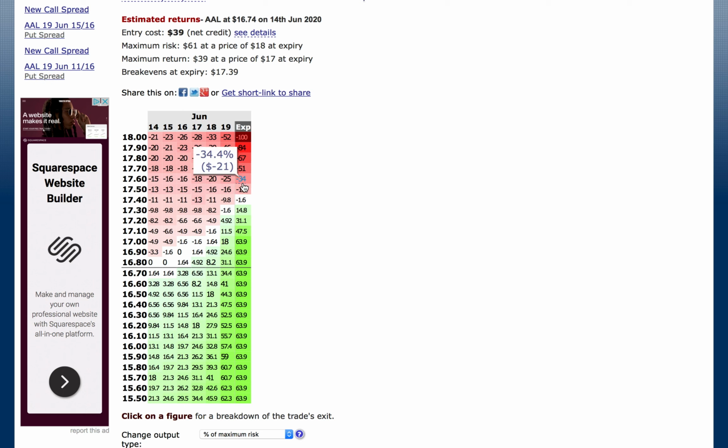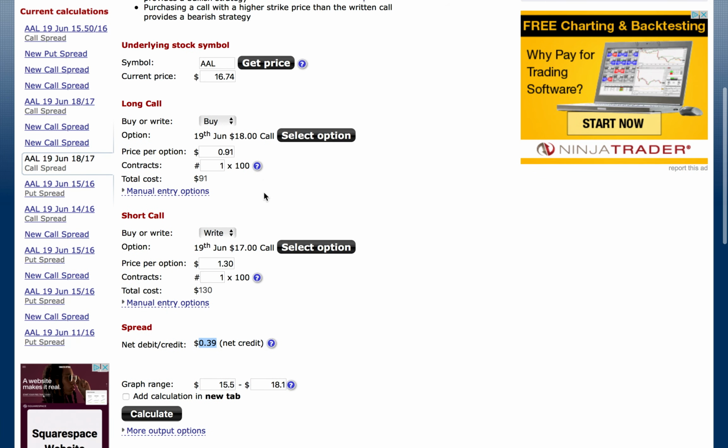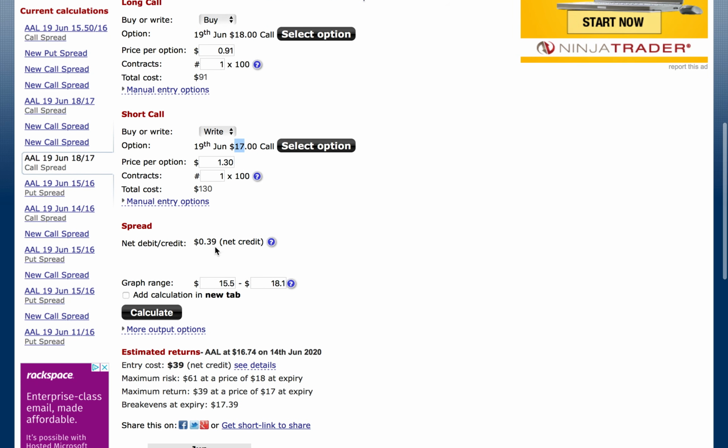As it gets closer to 18, you start to lose more and more until eventually it hits 18 and you've lost $61, which is your most. Because what happens at 18 is, once this reaches 18, you have the option to buy 100 shares at $18 a share. And that's what you would do. You would buy 100 shares at $18, so you would spend $1,800. But remember, you're going to be forced to sell the 100 shares back at $17, so $1,700. So you'd lose $100 there. But again, since you made $39, 100 minus 39 is $61.